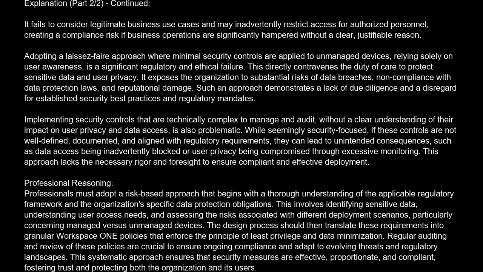Professional reasoning. Professionals must adopt a risk-based approach that begins with a thorough understanding of the applicable regulatory framework and the organization's specific data protection obligations. This involves identifying sensitive data, understanding user access needs, and assessing the risks associated with different deployment scenarios, particularly concerning managed versus unmanaged devices. The design process should then translate these requirements into granular Workspace ONE policies that enforce the principle of least privilege and data minimization.